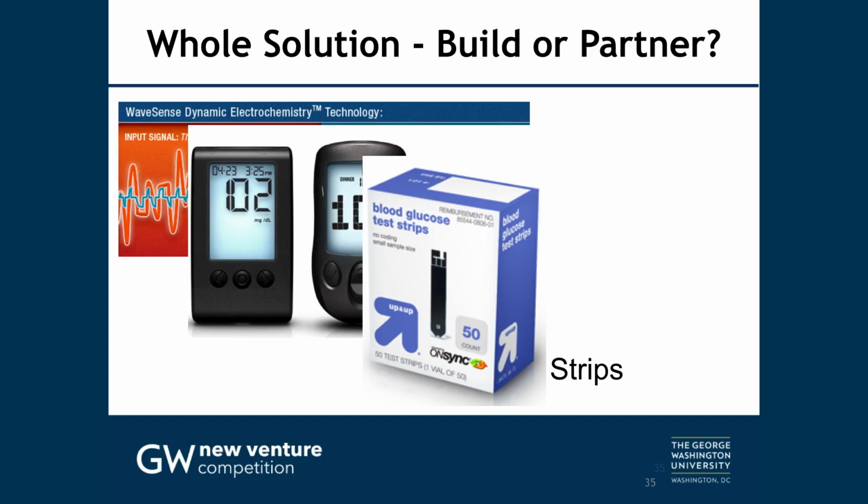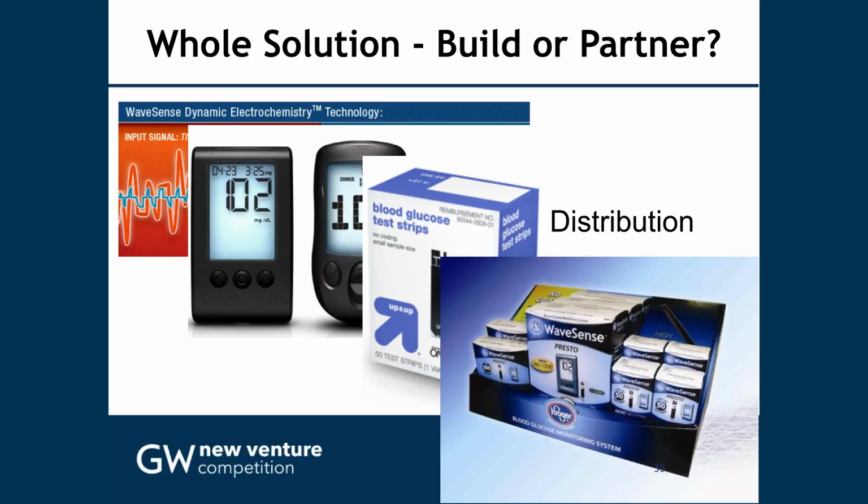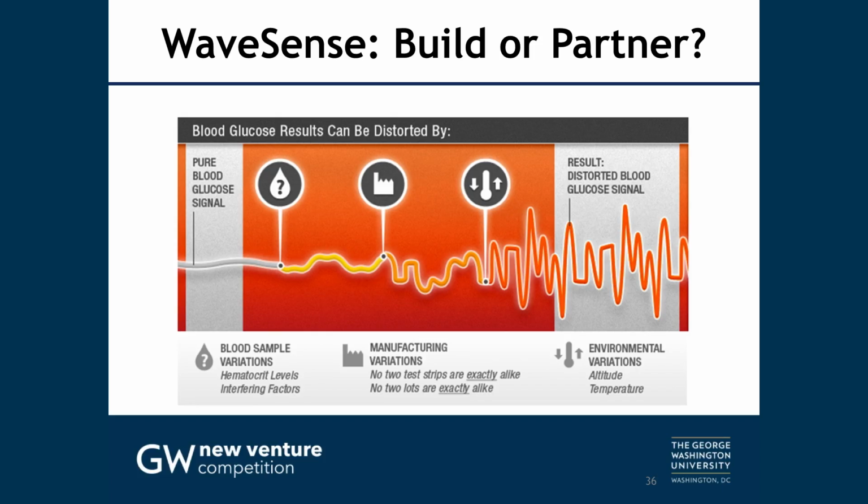And then finally, there's distribution. The fourth thing we needed to figure out was how to deliver. What is the channel by which we wanted to deliver the products, whether that meant retail or direct sales, et cetera? The question on the technology was whether to build or partner.